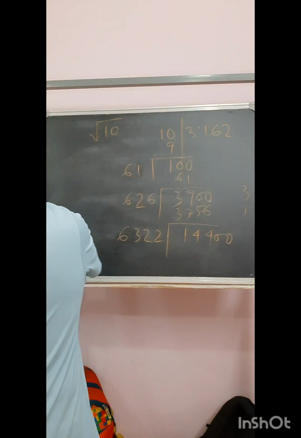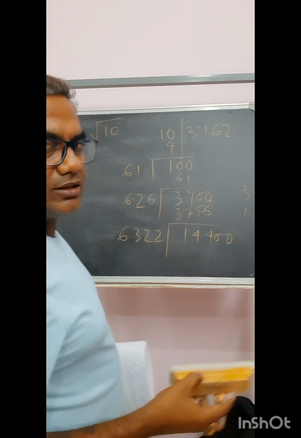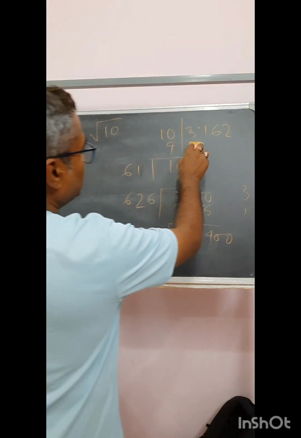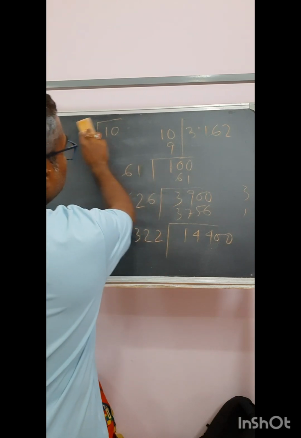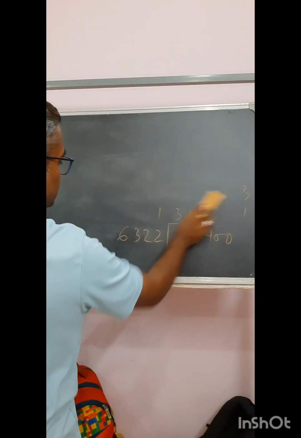So yes, I was right. Root 10 is an irrational number. I am not getting a repeated one, so in this case root 10 cannot be a rational number, it is an irrational number. So I was correct in that. I had a confusion, that's why I am clarifying that one.